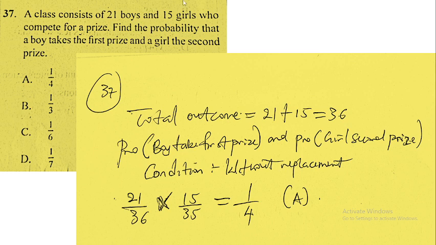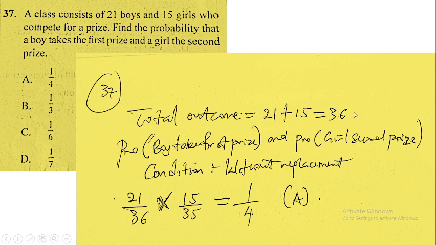Now let's look at the probability that a boy takes the first prize and the probability of a girl taking the second prize. Now if the boy takes the first prize, that will be 21 out of the 21 boys, one takes the first prize, that will be 21 over 36. Then the boys is reduced by 1. And the total outcome also will reduce by 1. Are you there with me?